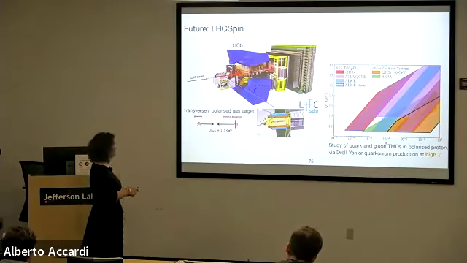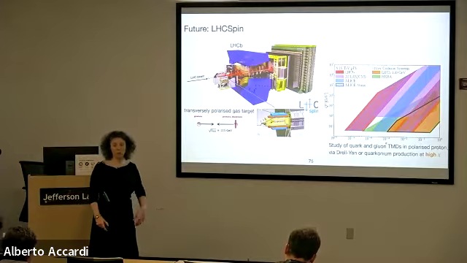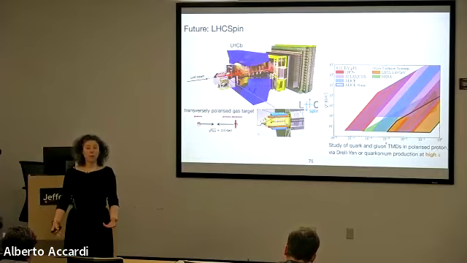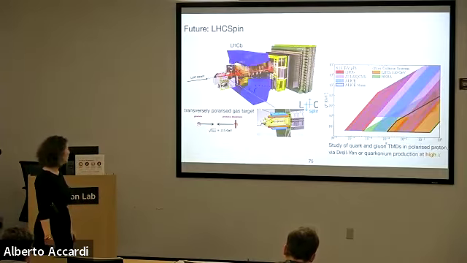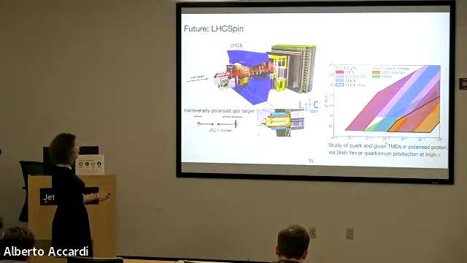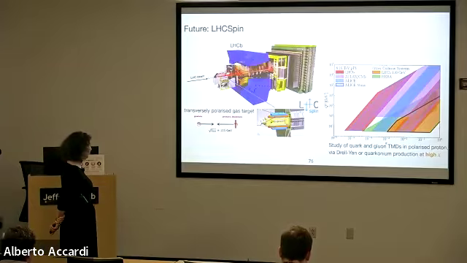And the huge advantage of using a fixed target is that we can then cover this high x range. So this will give us a complementary channel to what is done at Jefferson Lab. But the beauty is that there you use different collision systems. And again, this high x region is very poorly constrained, so this will be extremely useful.